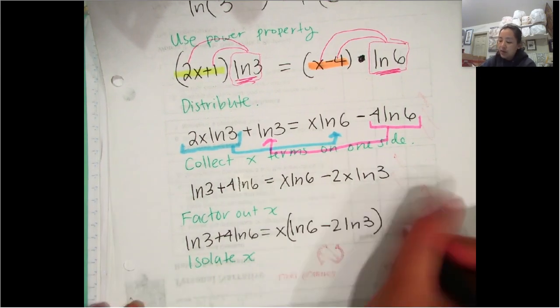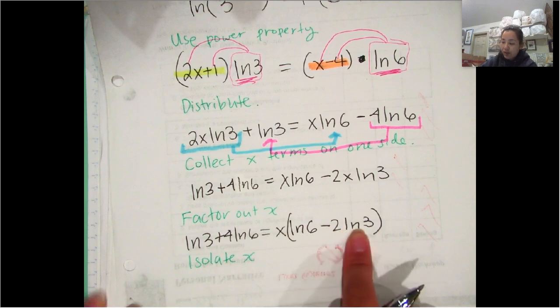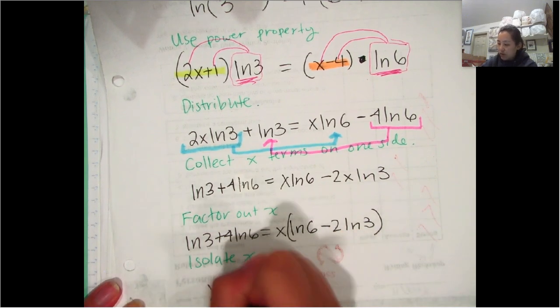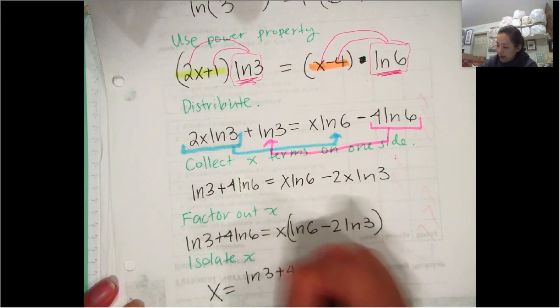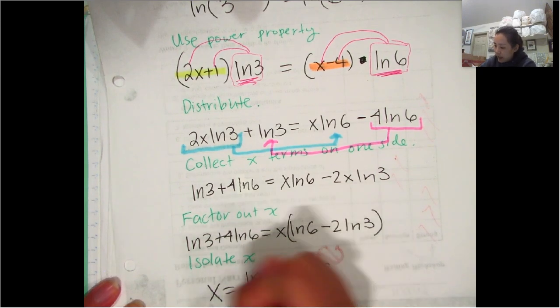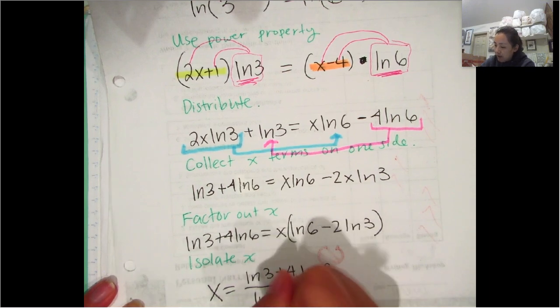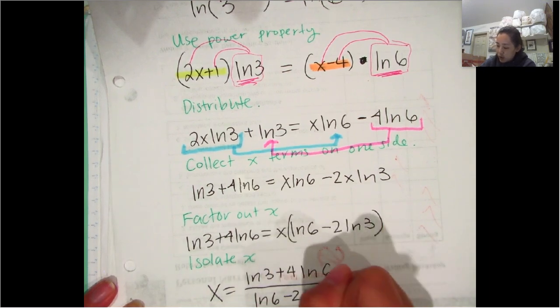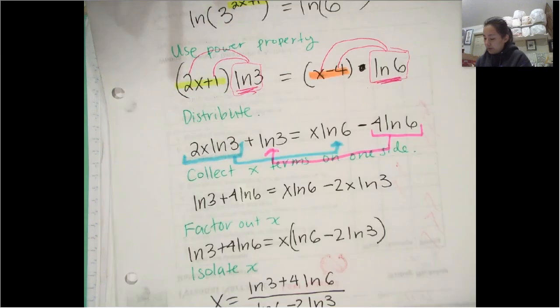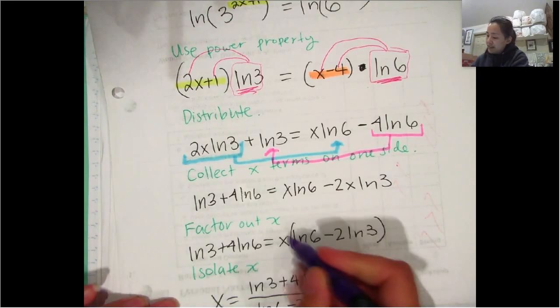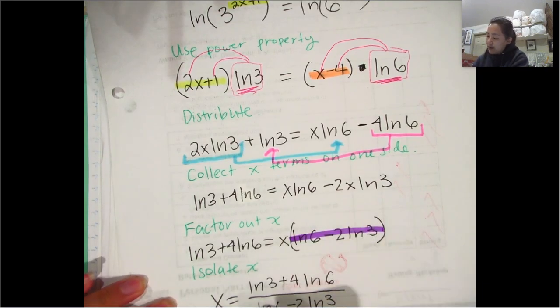And so if you divide both sides by ln of 6 minus 2 ln of 3, you get x equals, and then we're leaving this, so ln of 3 plus 4 ln of 6 divided by ln of 6 minus 2 ln of 3. Okay, just to repeat, this was divided to the other side here.